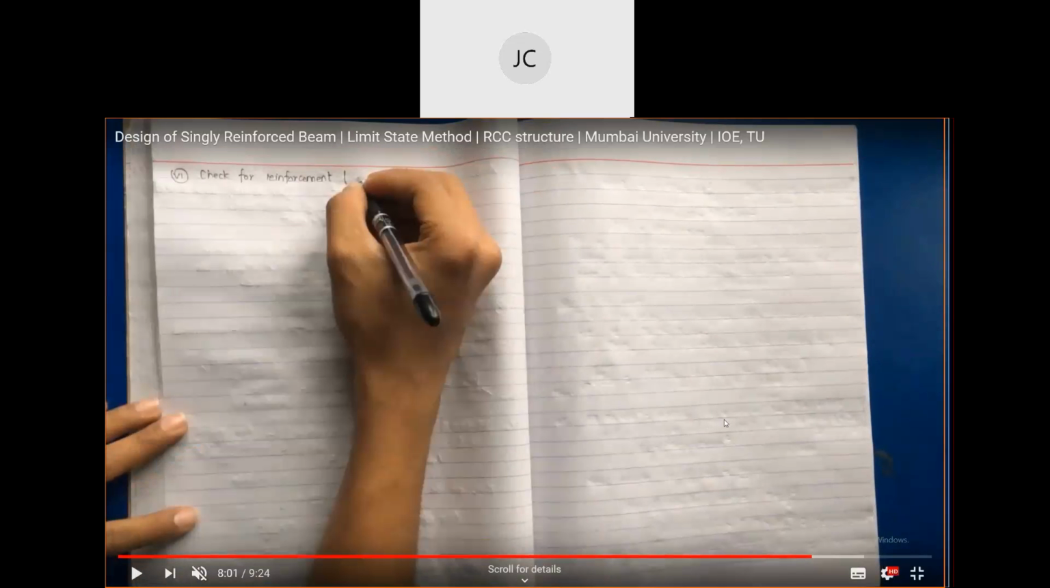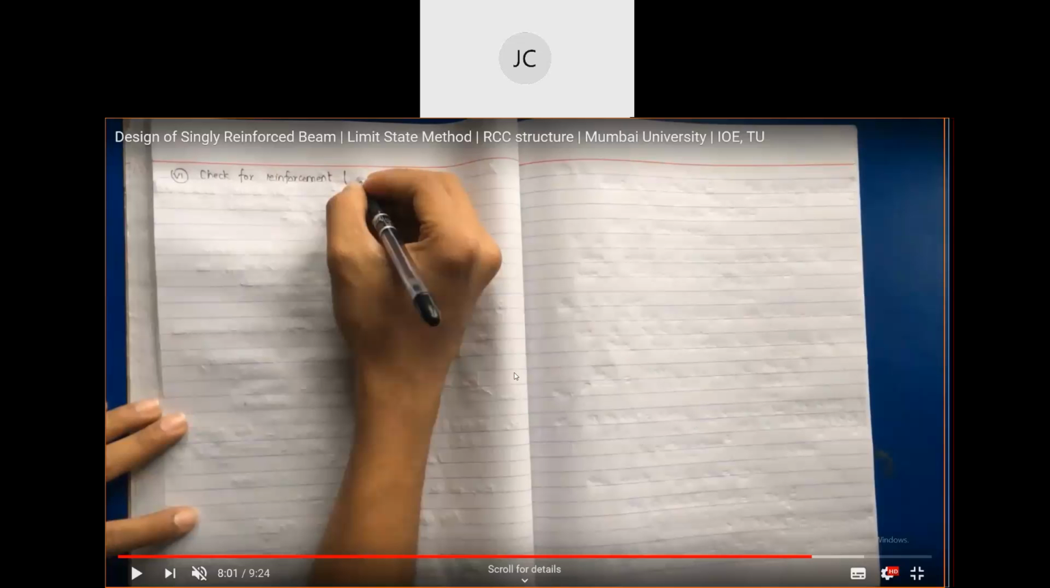Next, after finding out the value of area of steel, we have to check whether we have provided the minimum amount of reinforcement or not. Your provided reinforcement must be more than the minimum amount of reinforcement and less than the maximum amount of reinforcement. So let us see how to check it.